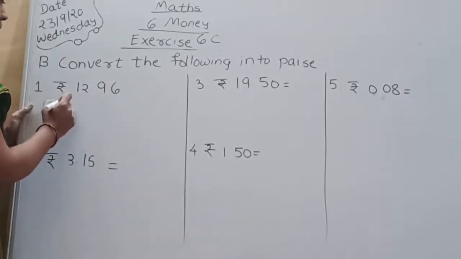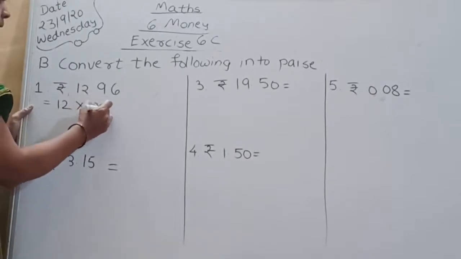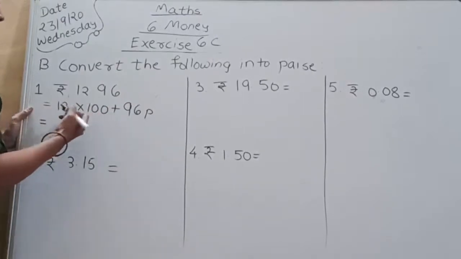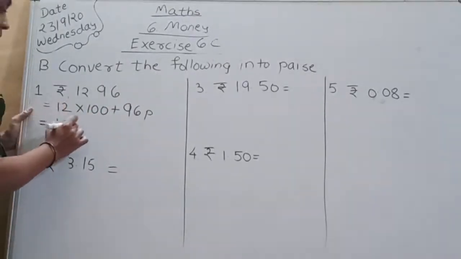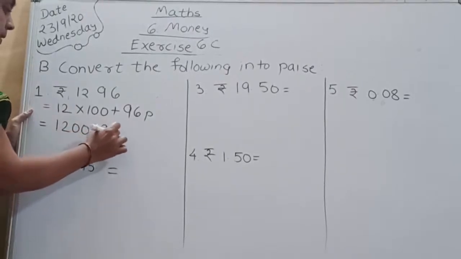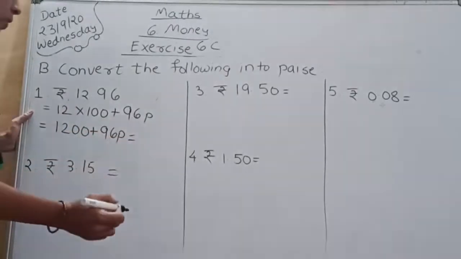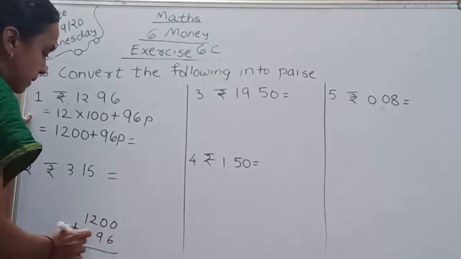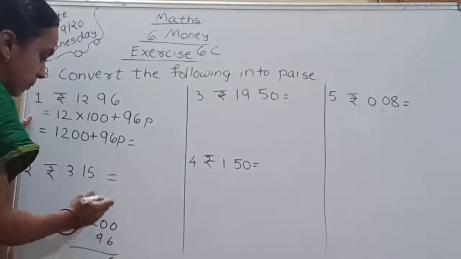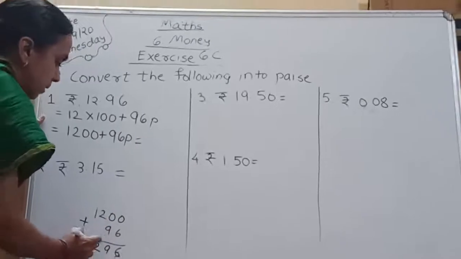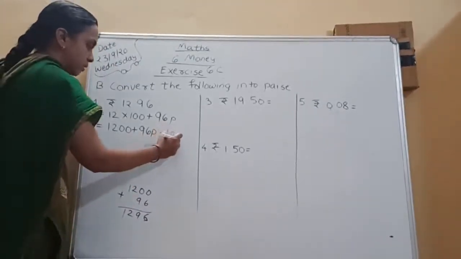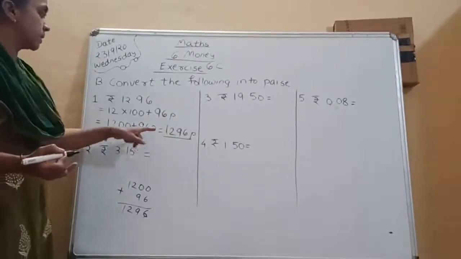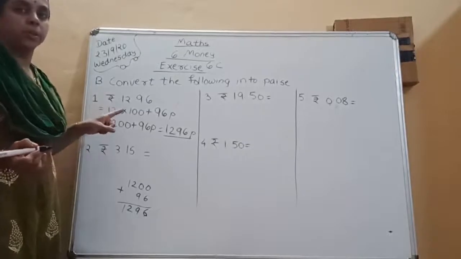Rupees 12 means how much? 12 multiplied by 100 plus 96 paise. Then 12 multiplied by 100 means what? 1200 plus 96 paise equal to, what is the answer? See here, 1200 plus 96. 6 plus 0, 6. 9 plus 0, 9. 2 as it is, 1 as it is. What is the answer? 1296 paise. So this answer, all these steps you have to write in your notebook.